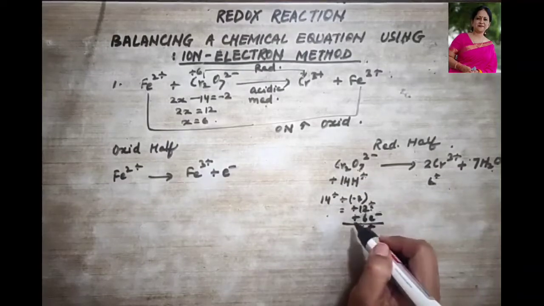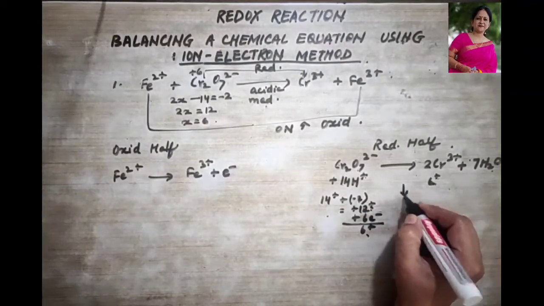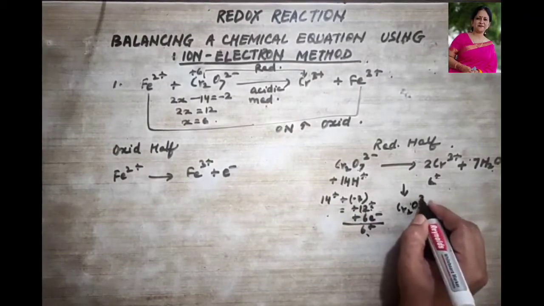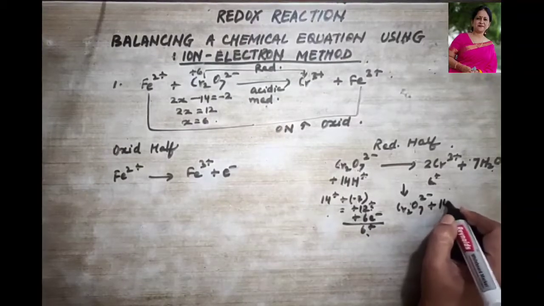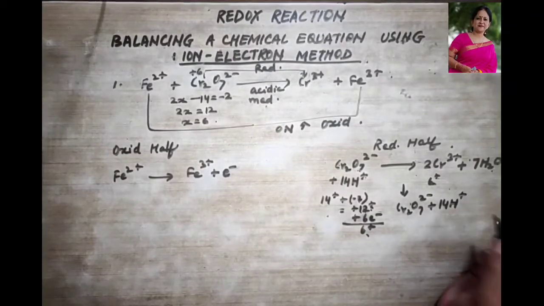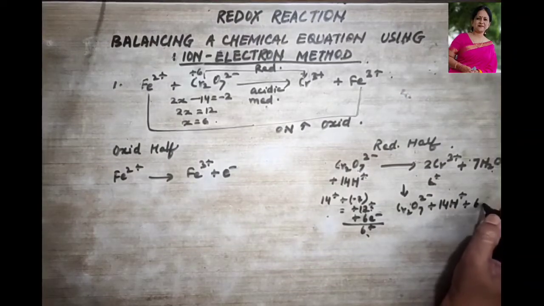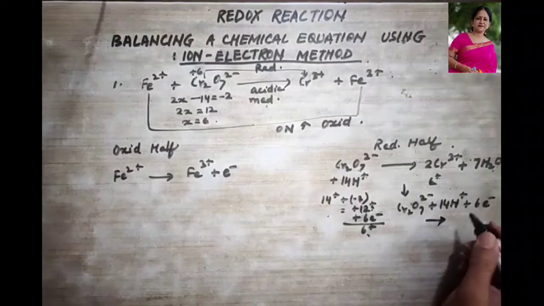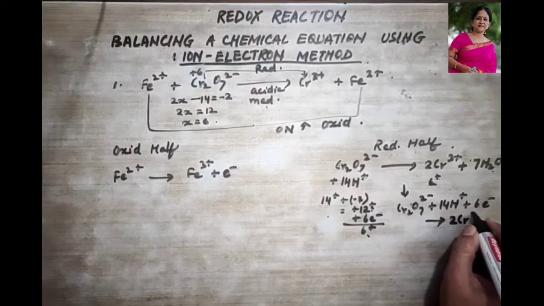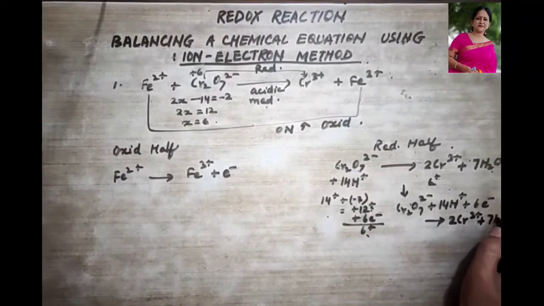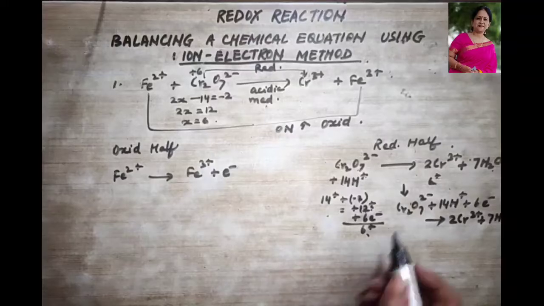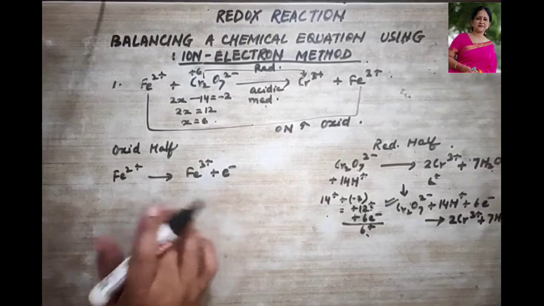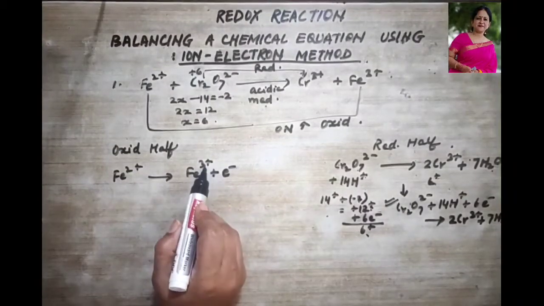Right? So now how can we write this equation? This equation now could be written as Cr2O7 2 minus plus 14 hydrogen ion plus 6 charge. This is going to give us chromium 3 plus 7 H2O. Okay, so this is the new reaction that we have received. Look this side. What did we do to balance this?